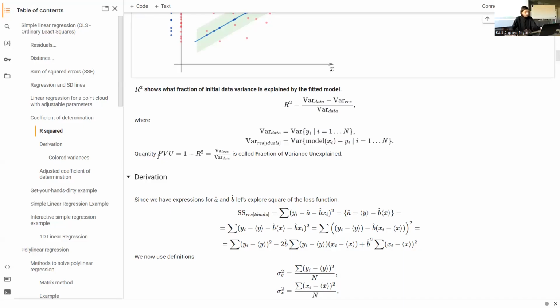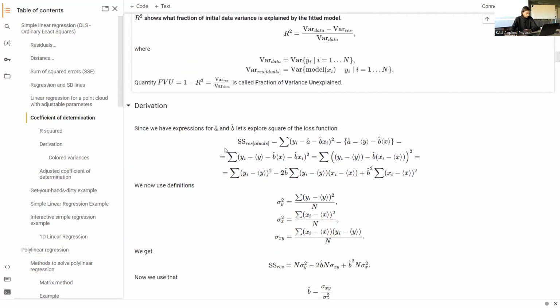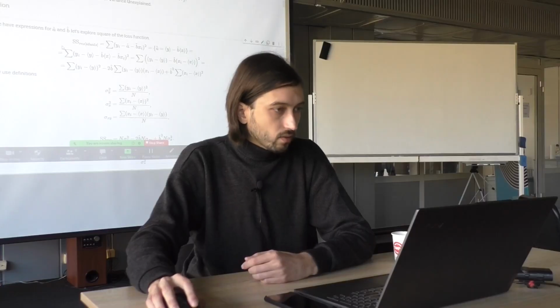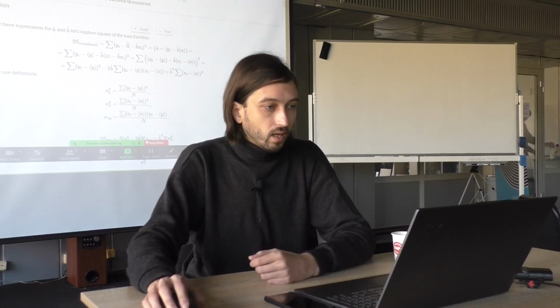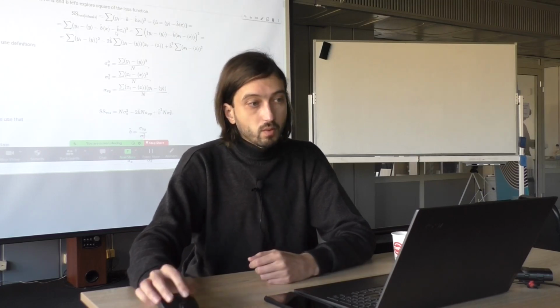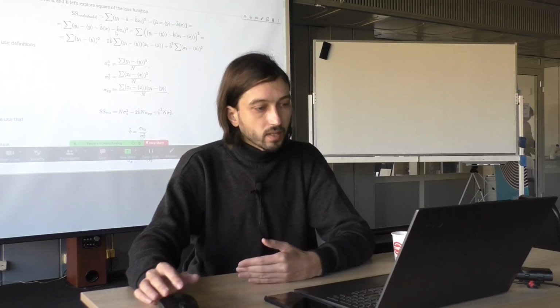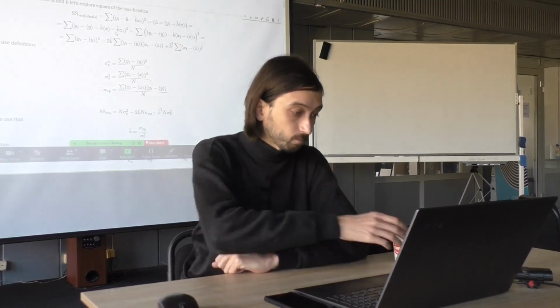Of course, there is this quantity, FVU, the fraction of variance unexplained. That's 1 minus R squared. So some sort of conjugated parameter. What we want, of course, is for our R squared to be as big as possible, and the biggest value we can get is what?